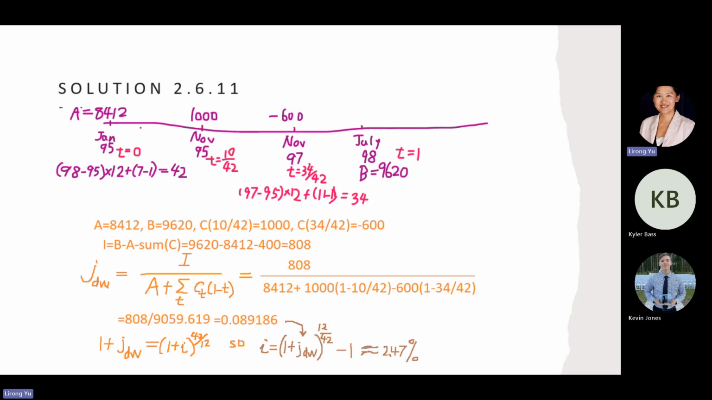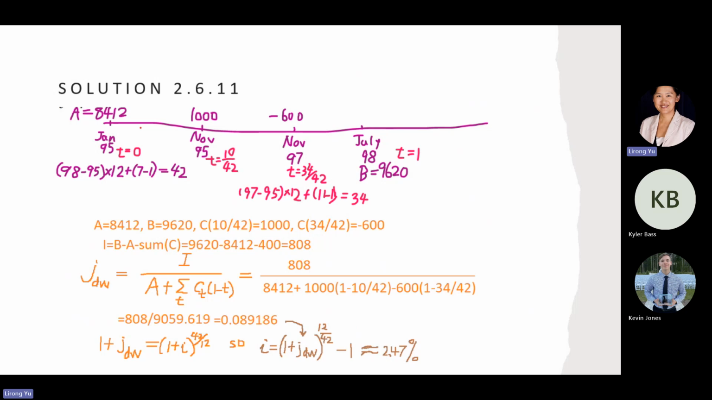If you want to find the annual effective rate, suppose the annual effective rate is I, then 1 plus I to the time. The time is how many years? 42 over 12 is how many years? So 1 plus I to the power 42 over 12 should equal 1 plus the dollar weighted yield for the whole time frame. And then solve for I, we will be able to find the annual yield. It's roughly 2.47. Any questions?